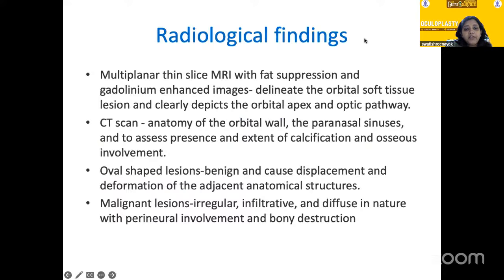Now coming to the radiological findings, multiplanar thin slice imaging is very important in orbital tumors. Multiplanar thin slice MRI with fat suppression and gadolinium enhanced images help us delineate the orbital soft tissue, and they clearly depict the orbital apex and optic pathway. The CT scan, as was discussed in the previous presentation, serves a better purpose when we are talking about bony lesions. Considering the shape of the lesions, we can think of it as a benign lesion when it is oval shaped and causes displacement and deformation of the adjacent anatomical structures. But malignant lesions are very irregular, infiltrative, and diffuse in nature, with perineural involvement and bony destruction.